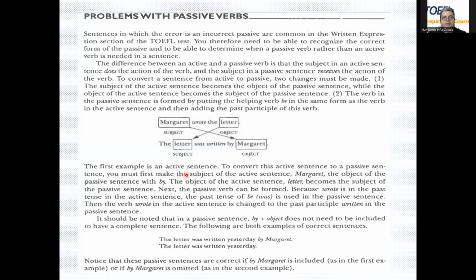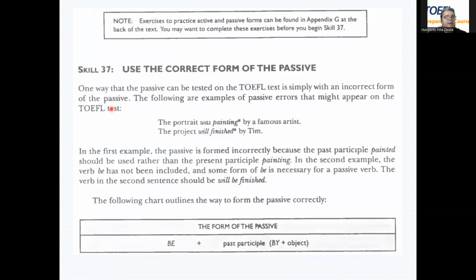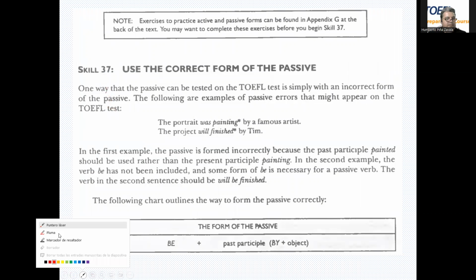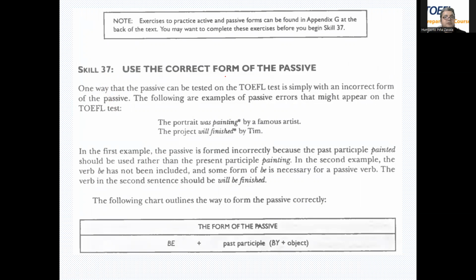But in passive voice, we're more concerned with what was done to whom. Okay, so we move on to skill 37: use the correct form of the passive.